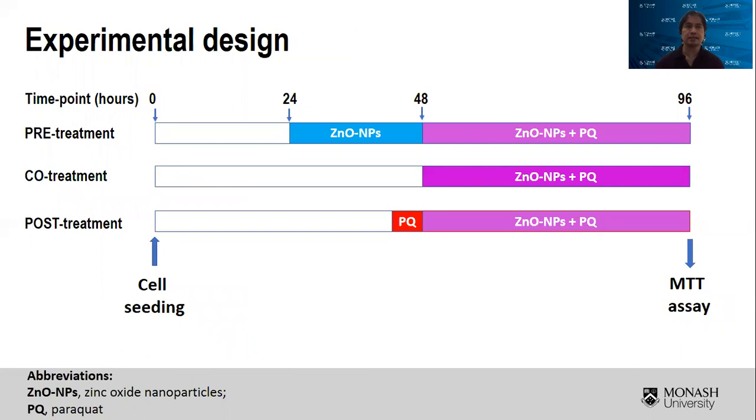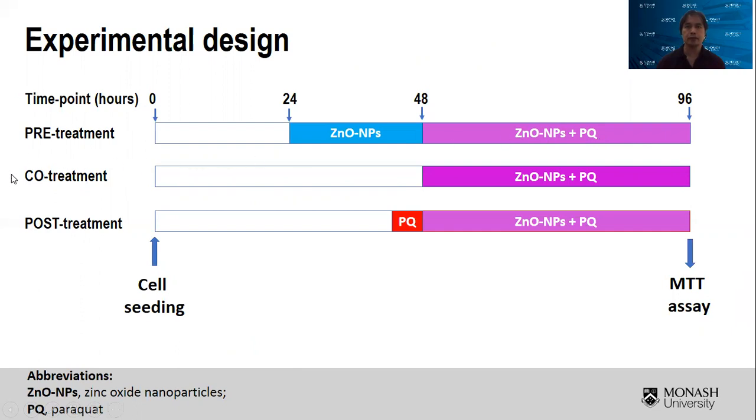Here is our study design. The 0-hour time point is when we seed the cells. After cell seeding, we waited for at least 24 hours before we exposed the cells to the following treatment conditions. For the pre-treatment, after 24 hours post-seeding, the cells were pre-treated with zinc oxide nanoparticles for 24 hours, followed by co-incubation with zinc oxide nanoparticles and paraquat for another 48 hours.